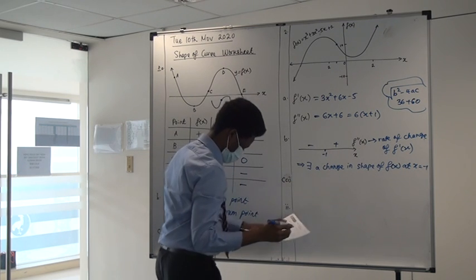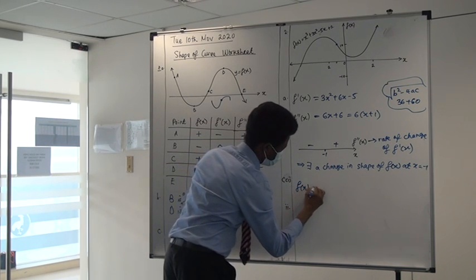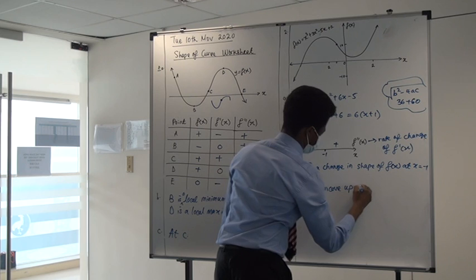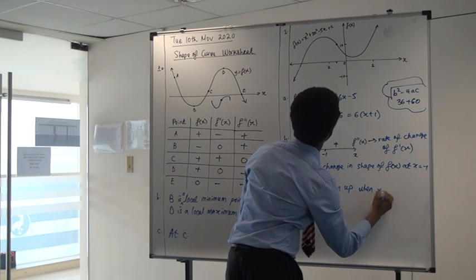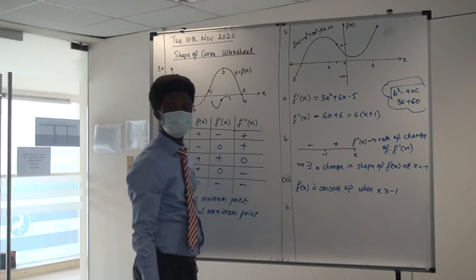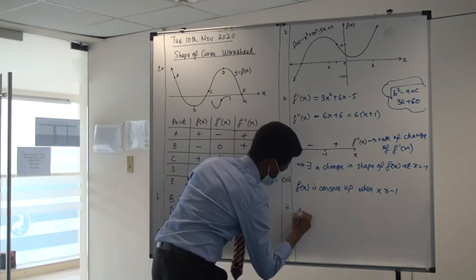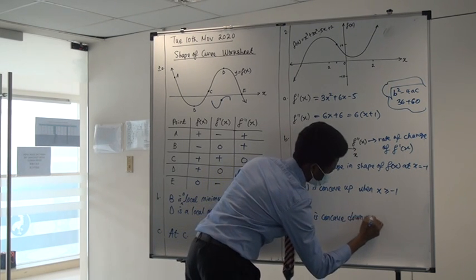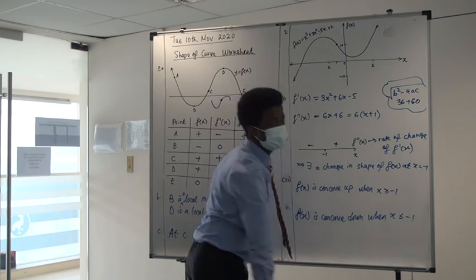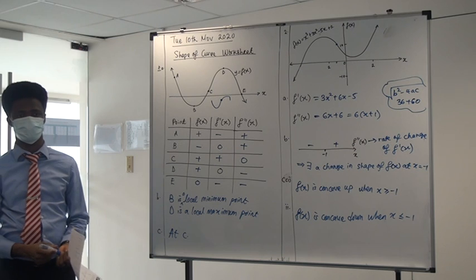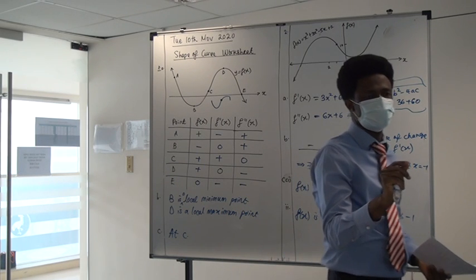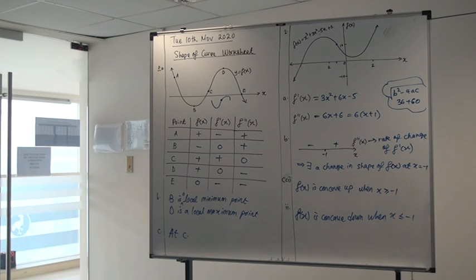So you can just write f of x is concave up when x is greater than or equal to -1. Understand? And f of x is concave down when x is less than or equal to -1. Understood? So your second derivative tells you where the shape of the curve changes from up to down.